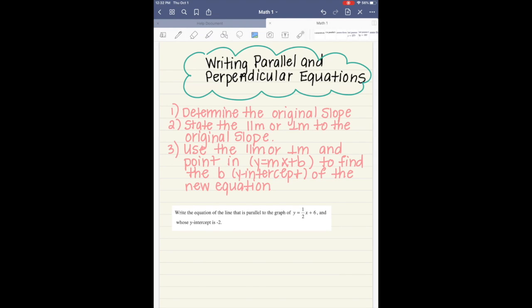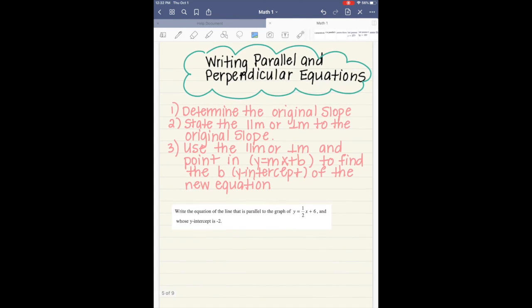All right, today we're going to be writing parallel and perpendicular equations, but we're going to have to write a certain equation based off some given criteria. So the most common type of problem is they'll say, here's an equation. I want you to write another equation that's parallel or perpendicular, but it has to go through this particular point.